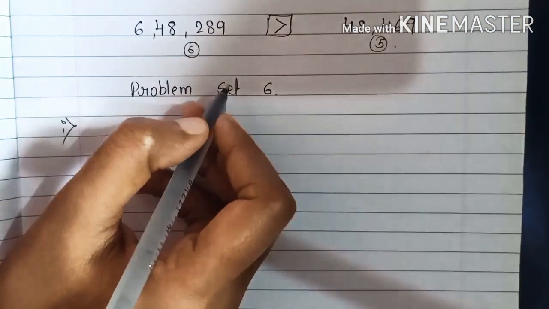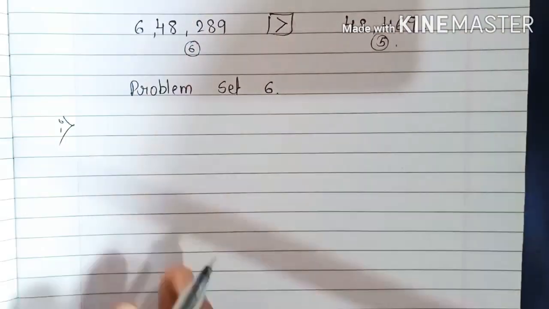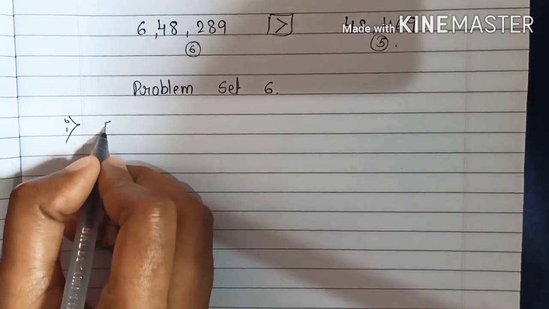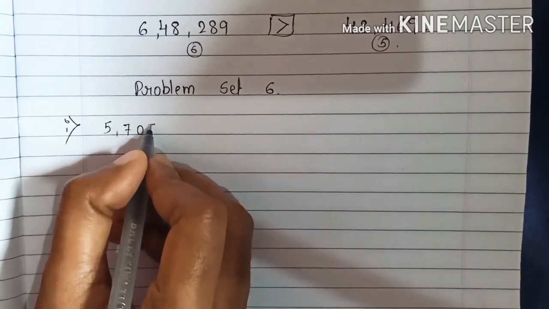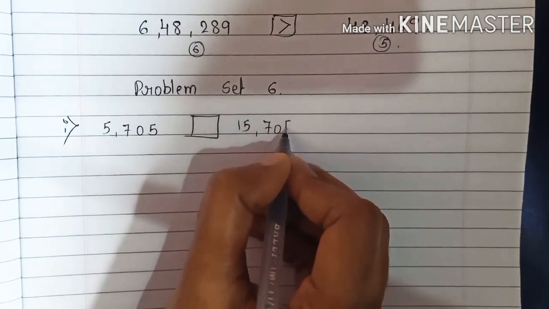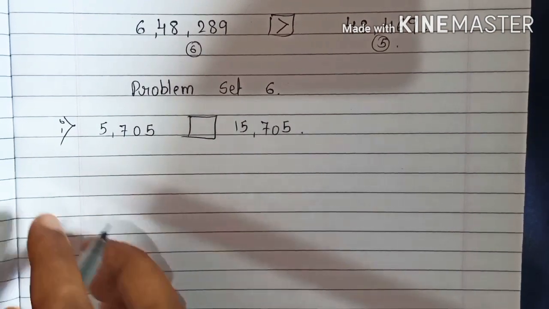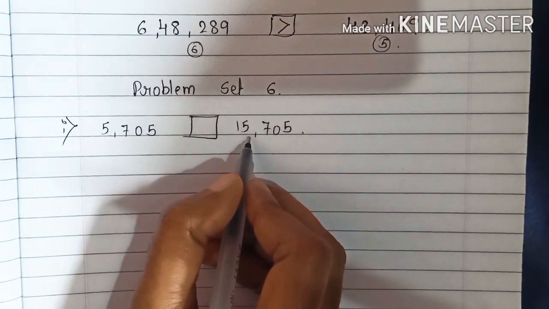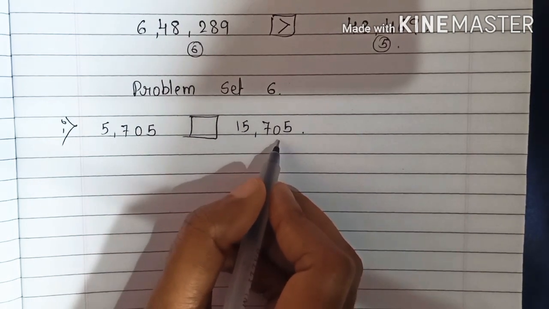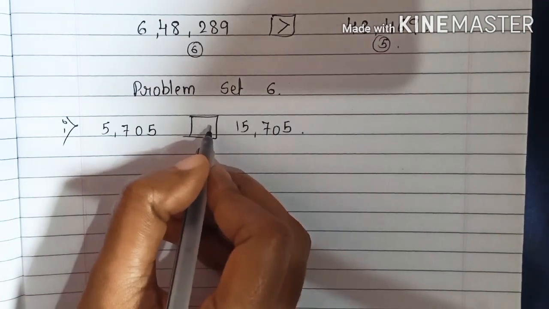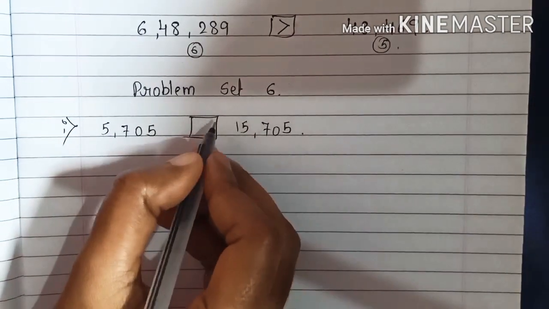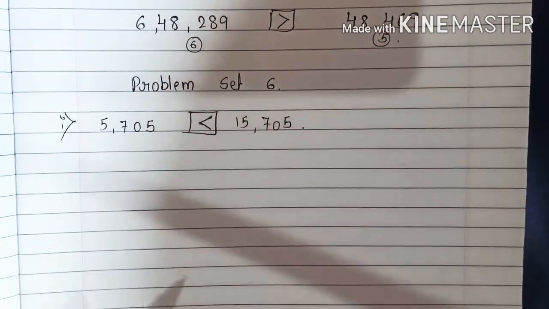Okay, in problem set number 6, the first question we have: write the proper symbol, lesser or greater, in the box. In the first one we have 5,705 and 15,705. Now just see the number of digits. Here we have 4 digits, and here we have 5 digits. That means 15,705 is greater than 5,705. So we will put the greater sign on this. You will open your mouth this side, that means this is greater.